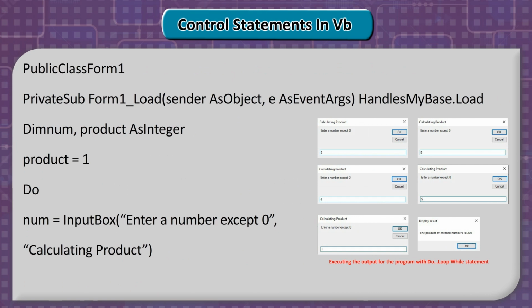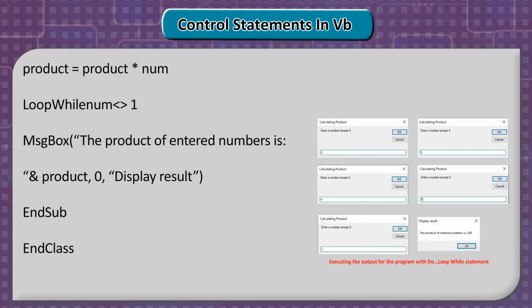Public Class Form1, Private Sub Form1_Load(sender As Object, e As EventArgs) Handles MyBase.Load. Dim product As Integer. product = 1. Do. num = InputBox("Enter a number except 0"), calculating the product. product = product * num. Loop While num <> 0. MsgBox("The product of entered numbers is" & product), which displays the result. End Sub. End Class.